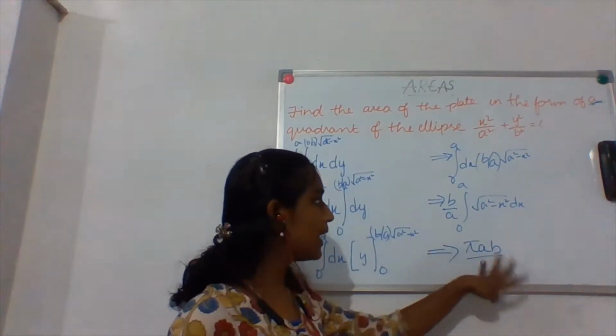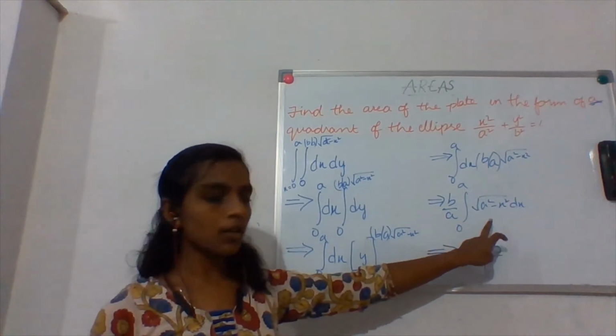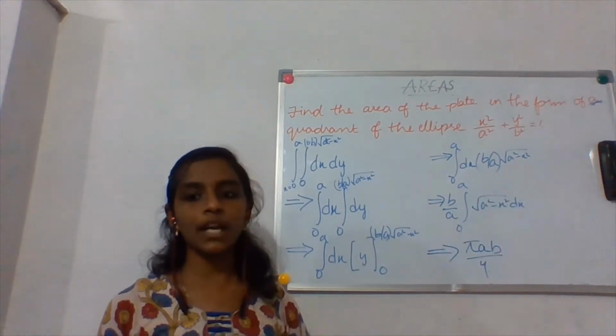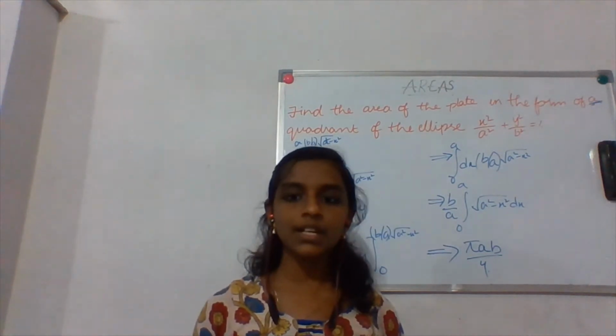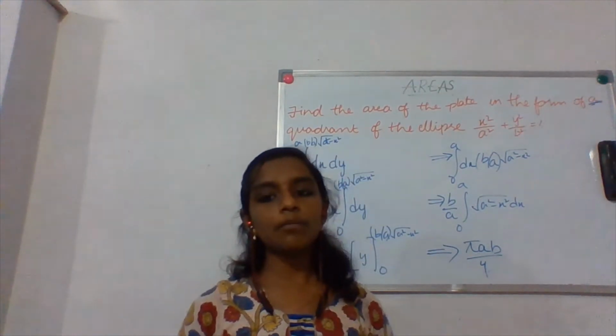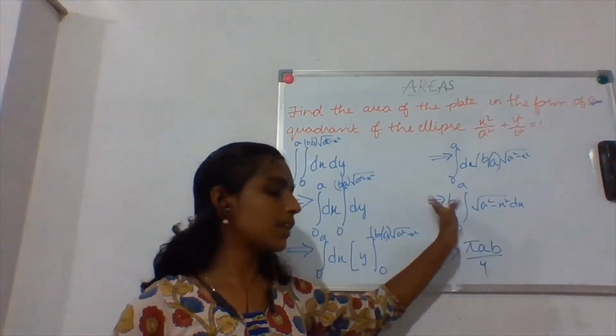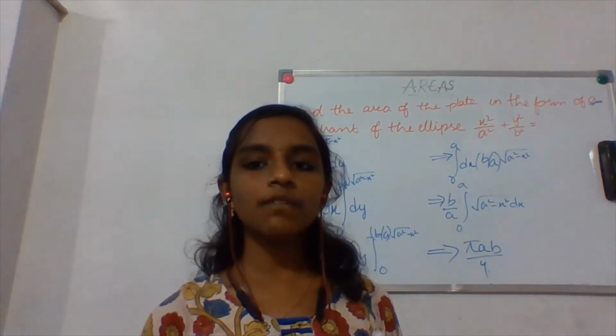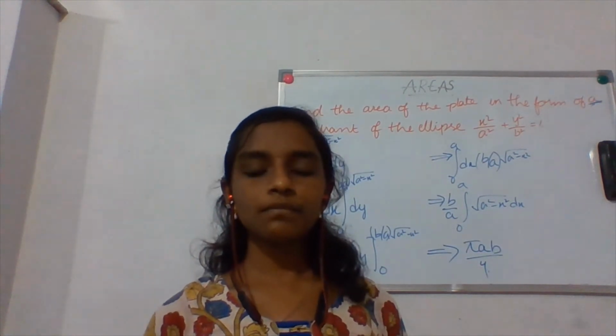Pi ab by 4. You all know the formula for the integral of root of a square minus x square. You have studied it in intermediate second year integrations, right? So apply that formula and finally you will get this answer after applying the limits. So that is how you find the area in a Cartesian plane.